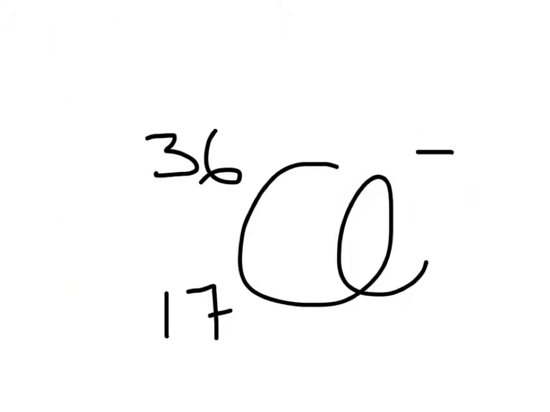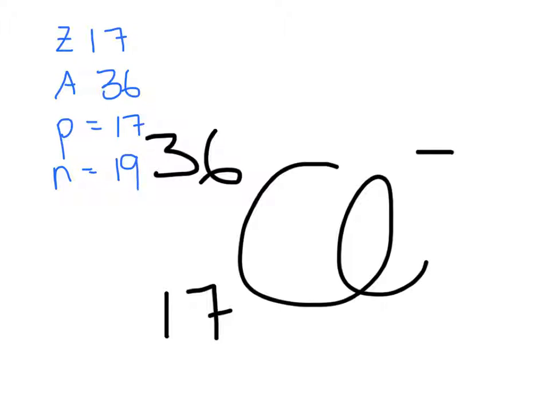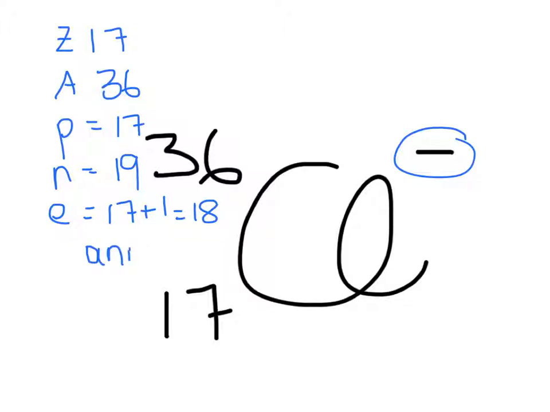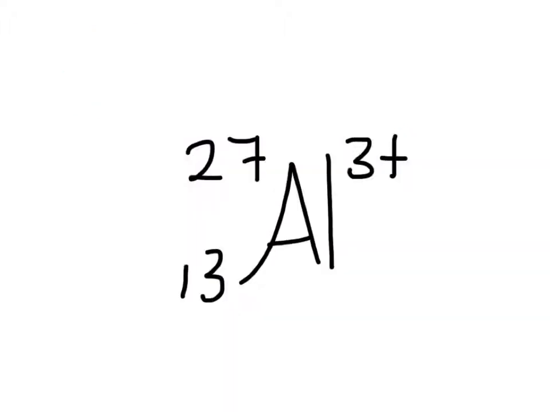Chlorine with a negative charge, so it is chloride, and the atomic number is 17. The mass number is 36. The number of protons is 17. It is the same as the atomic number. For the number of neutrons, I have to subtract the two from each other, and I land up with 19. 36 minus 17. The number of electrons would normally be 17, but I've got one extra electron, so I add it on and I get to 18 electrons. It is a negatively charged particle, so it is an anion.